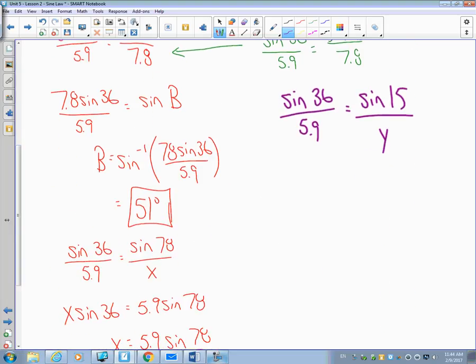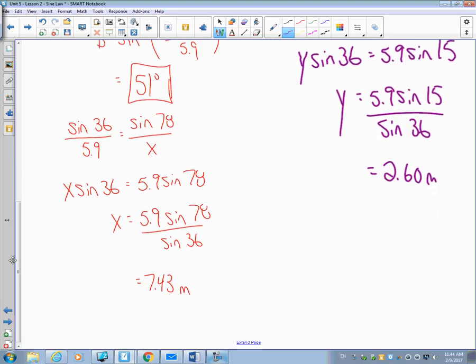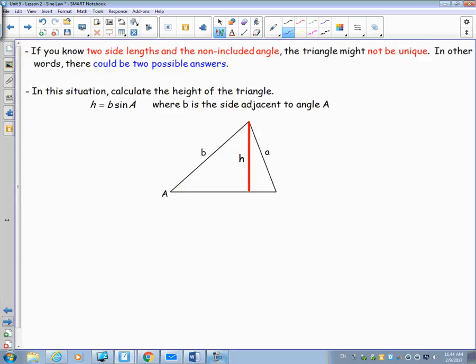So cross multiply and solve this. It's the same question we did a second ago now. y sine 36 equals 5.9 sine 15. And we'll get y by itself, and hopefully you got 2.60 meters. So if they're on opposite sides, obviously they're further apart, but if they're on the same side, they're pretty close together. How do we recognize we have that situation? Okay, that's the tricky part, right? How do I know? Well, there's no rule for us.